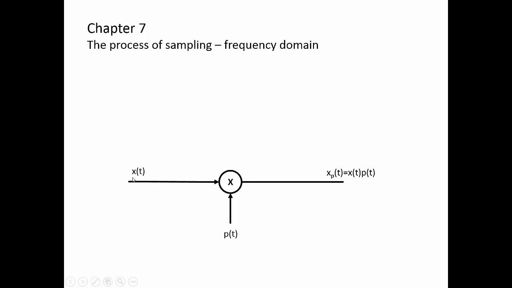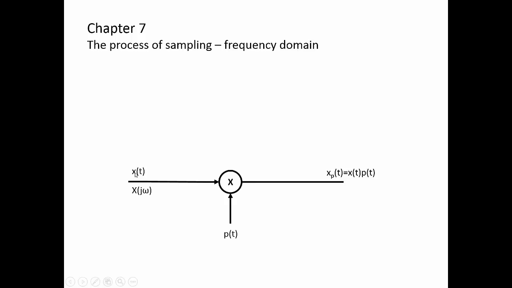I introduced you to the fact that the sampling process in the time domain is where we take a signal x of t, which is a continuous signal, and multiply it by p of t, which is an infinite pulse train, to produce xp of t, which is our sampled signal. This is what becomes our digital signal, such as what could be used in a computer.